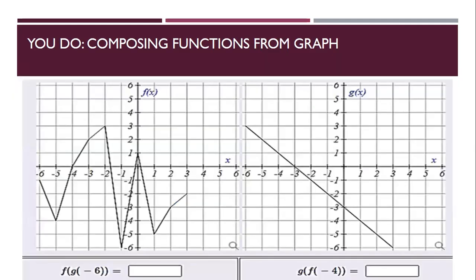All right, here are your 2. You have the bottom one, F composed of G at -6. And then you're going to do G composed of F at -4. Again, check with each other. Start from the inside and work your way out.